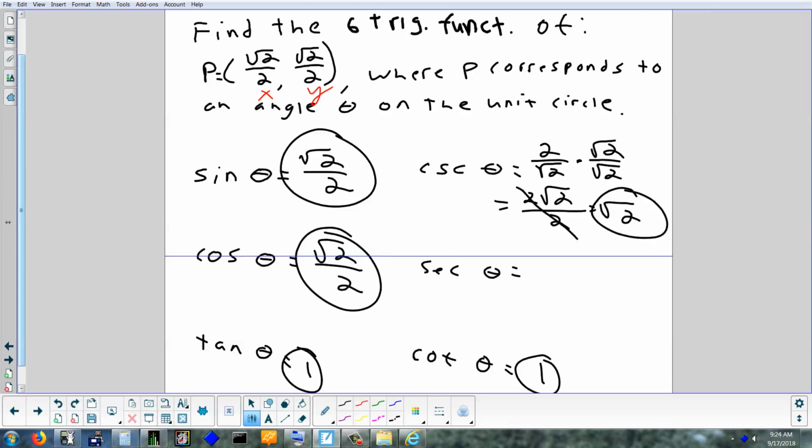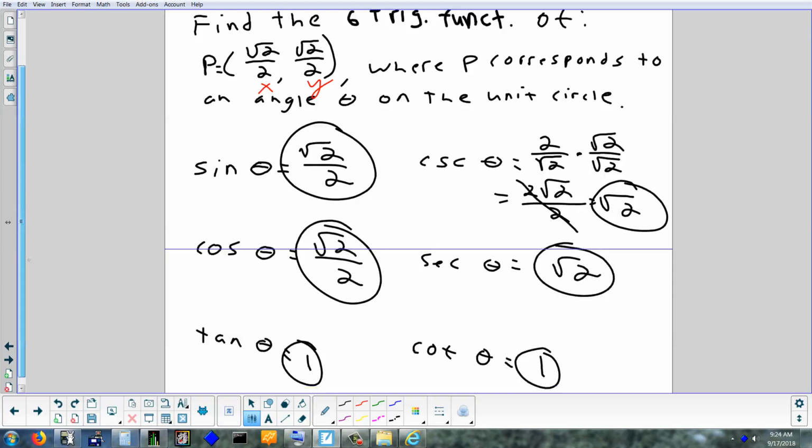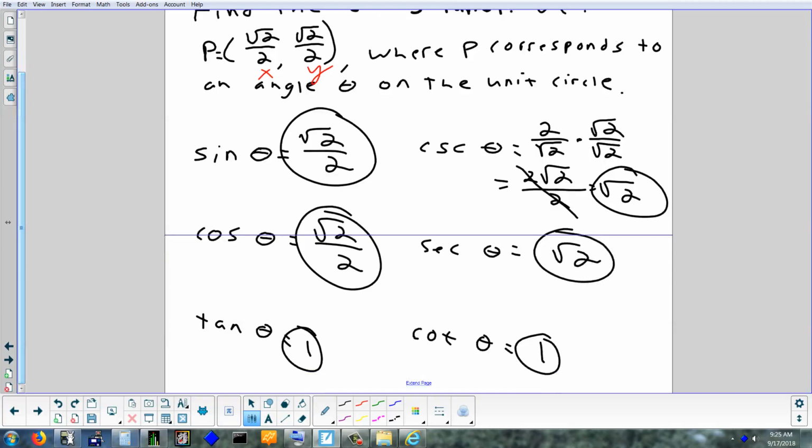How about the secant? What would the secant be? Same thing. How come? It's the same exact problem. Yeah. It's the same problem we just did. The sine and the cosine are the same answer. So that means the secant and the cosecant are the same answer. Any question on that one?